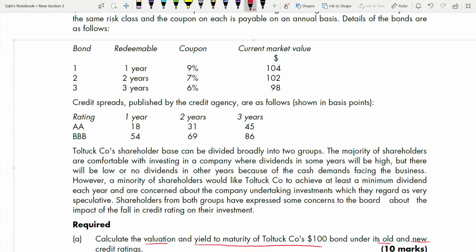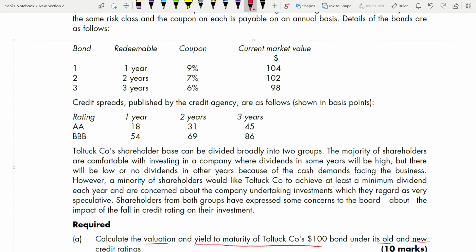Shareholders from both groups have expressed some concerns to the board about the impact of the fall in the credit rating on their investment. So when you have to talk about that fall in credit rating, you have to use this paragraph on the dividends, about the majority shareholders and minority shareholders, and how they express their views about dividend payment. You can use this piece of information for that requirement.